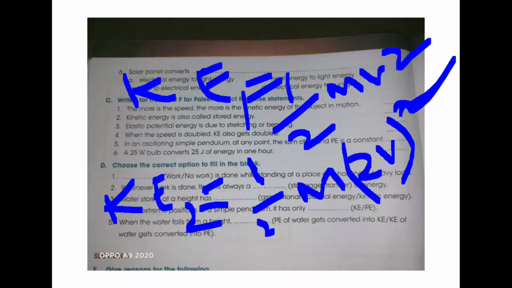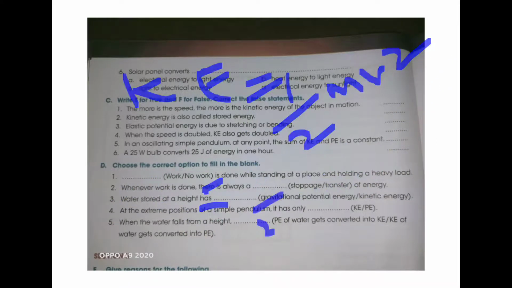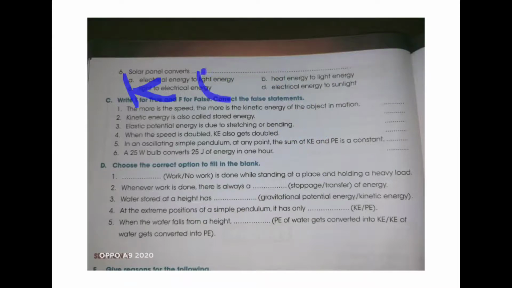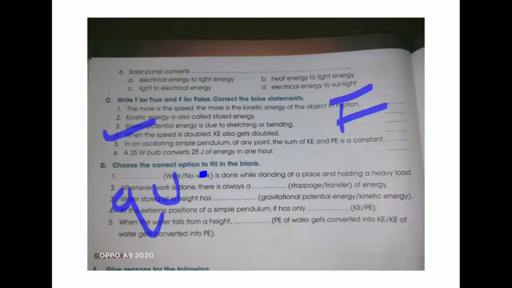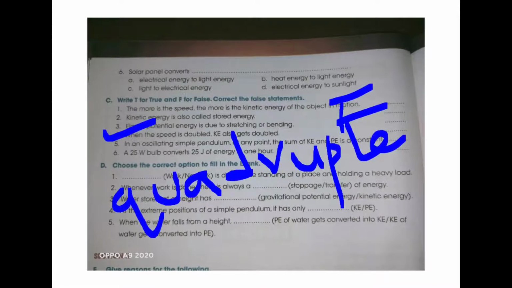Okay, not double. So this statement is wrong. So when velocity becomes double, kinetic energy becomes 4 times. So number 4 answer, that will be false. Okay, so reason you will write, when speed is double, kinetic energy also gets 4 times or quadruple, or you can say 4 times.